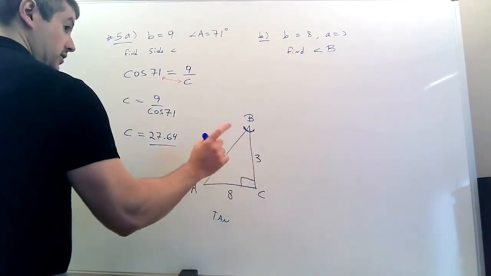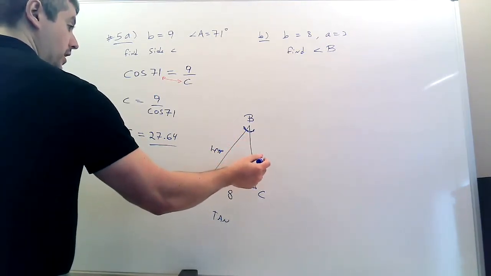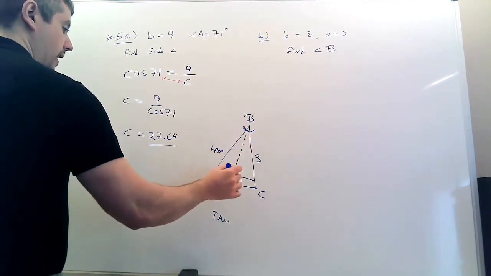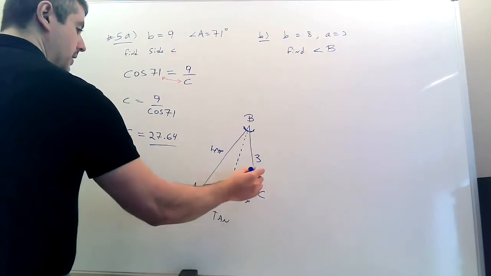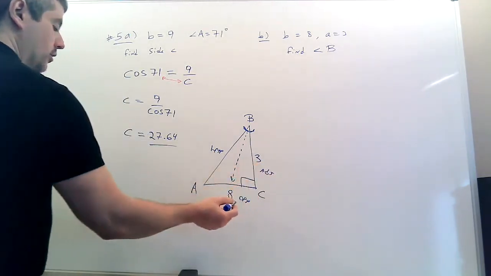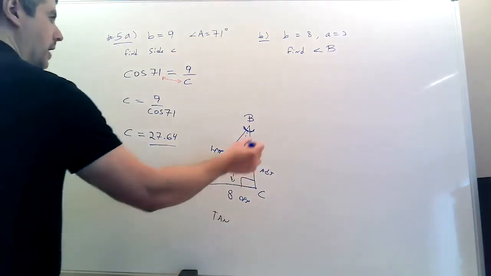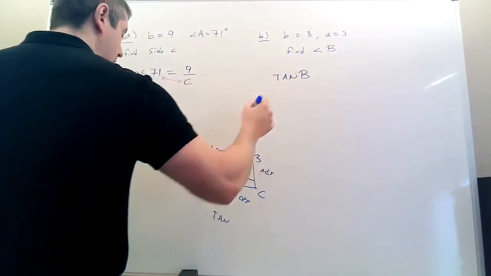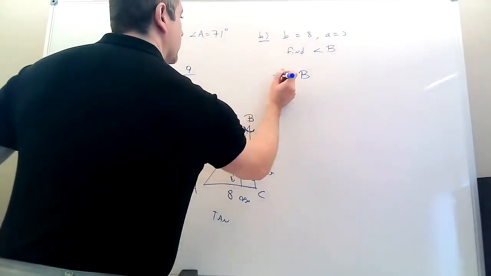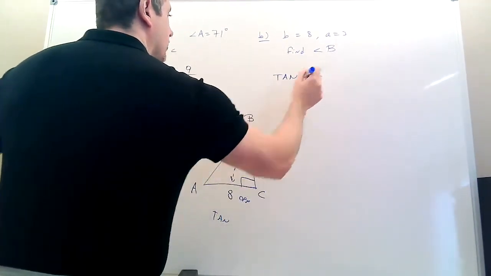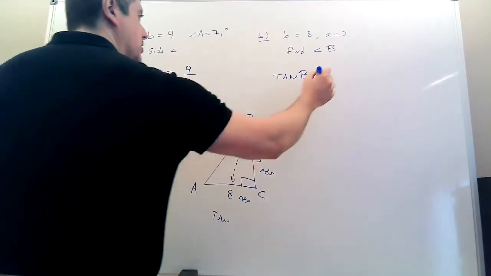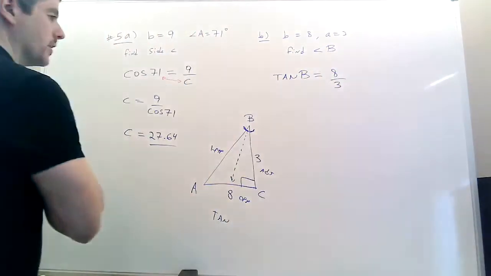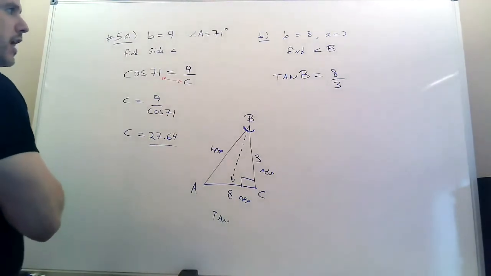And if you screw this up, and some people did, they put opposite here and adjacent here. That's not true. According to angle B, this is opposite. And this is adjacent. So your opposite side is down at the bottom this time. So the tangent of angle B, put a B there. It's big B, right? Equals. So the tangent is the opposite side, which is 8, over the adjacent side, which is 3. So again, 1 point for writing that down.